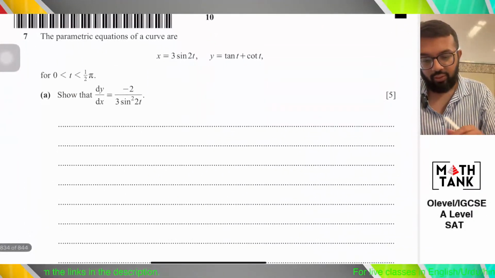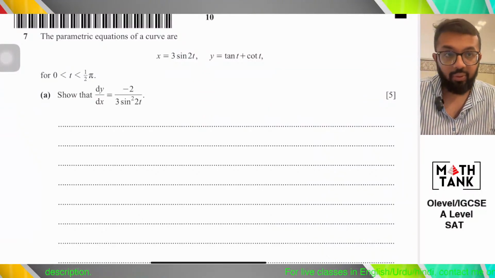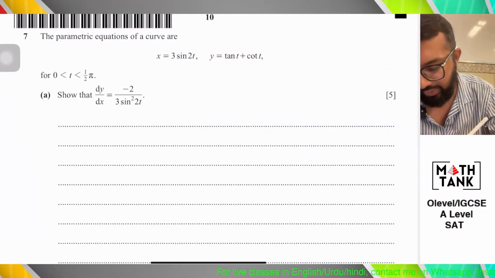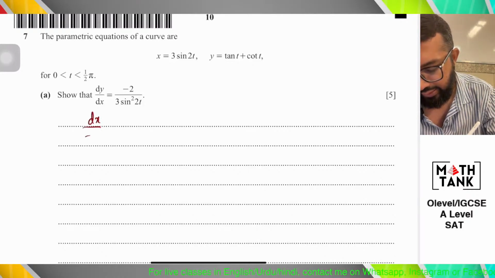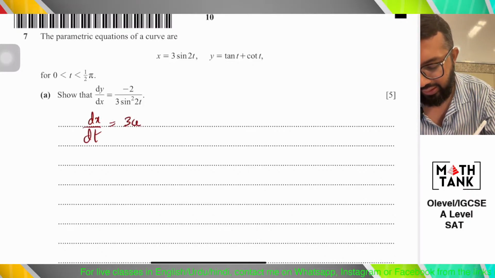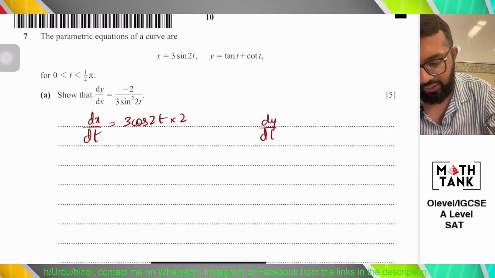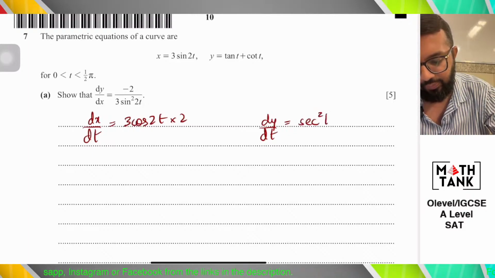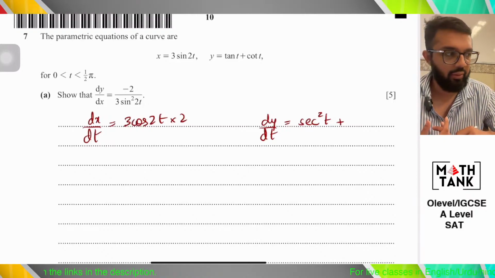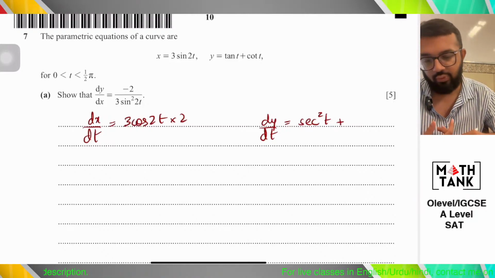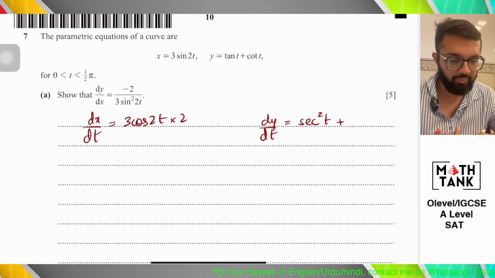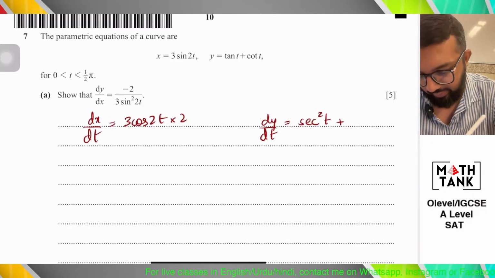Okay, moving on. Question number 7 is parametric. Let's start solving the parametric. I will have to calculate dx over dt. That gives me 3 cos 2t into 2. And dy over dt is sec square t plus cot t. The differentiation of cot can be obtained directly as well, but let's see what I have to do.